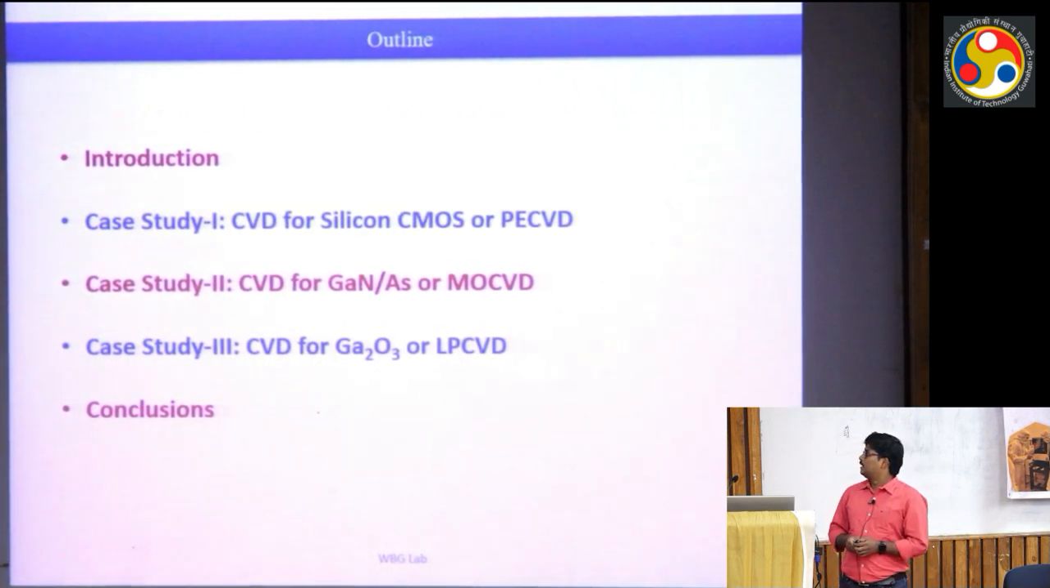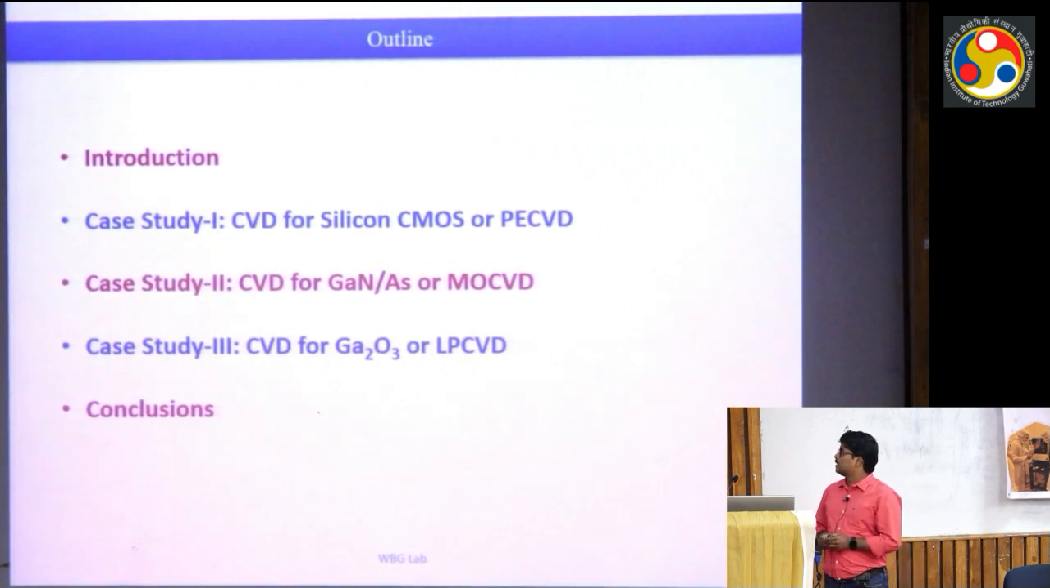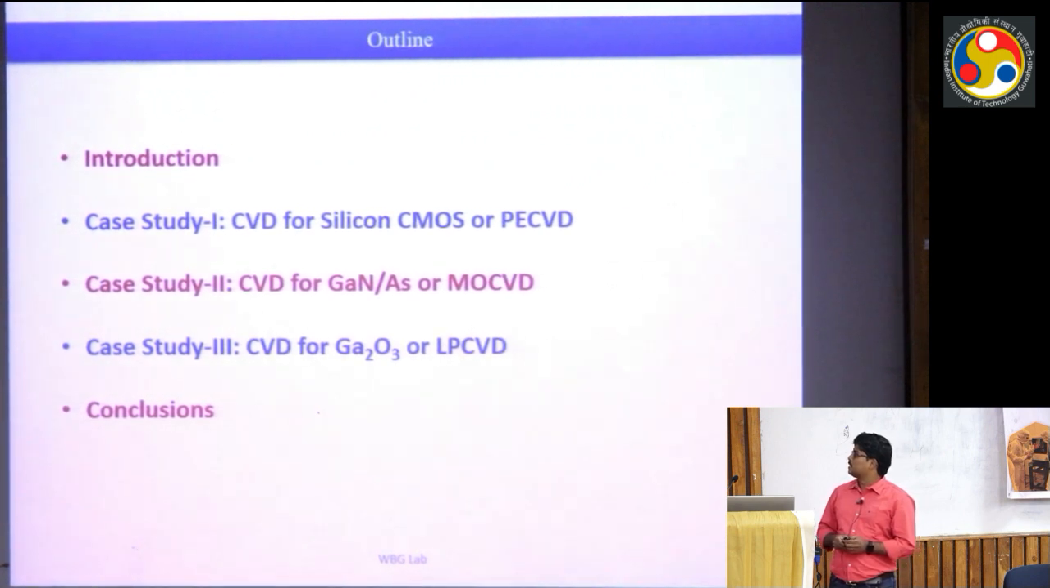Followed by that, we'll discuss CVD for compound semiconductors, that is gallium nitride or gallium arsenide, like III-V semiconductors. Then we'll discuss the more recently emerging III oxide, that is gallium oxide like semiconductors, and how we can use CVD.